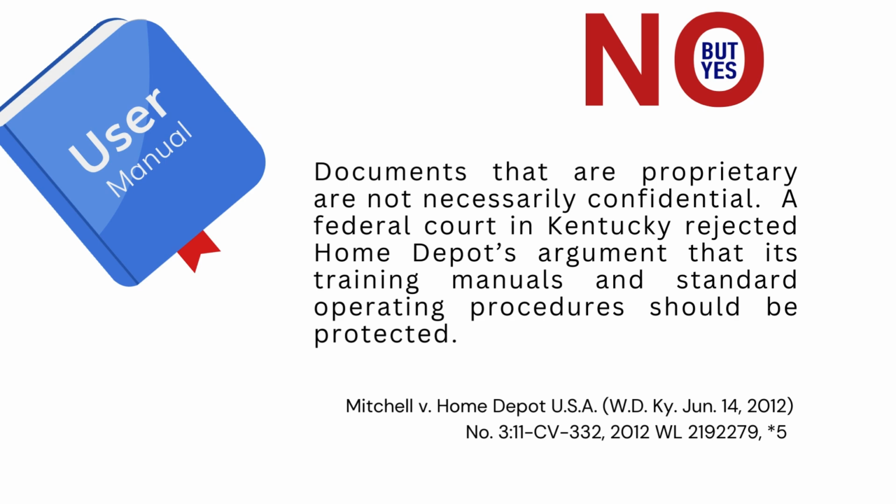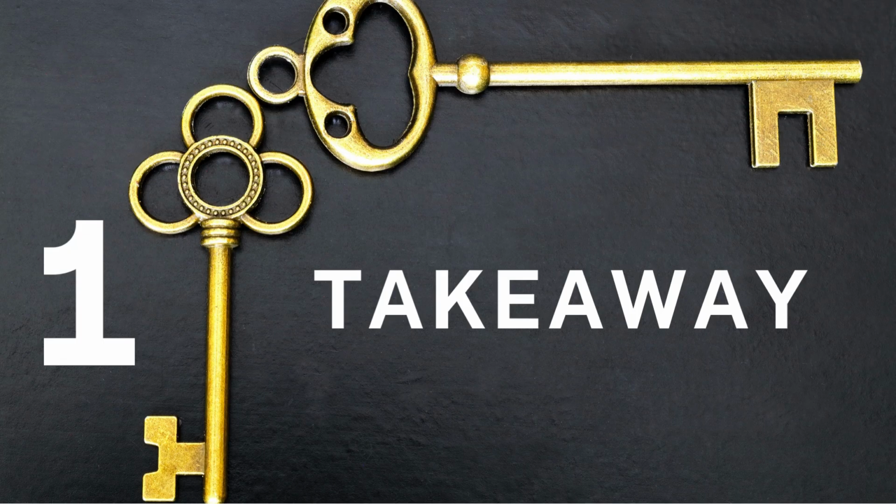A lot of times employers will designate manuals and operating procedures proprietary and confidential. And these items may be proprietary, but they are not necessarily confidential. A federal court in Kentucky, for example, rejected Home Depot's argument that its training manuals and standard operating procedures should be protected. You can find that at the case cited below. So there is one takeaway here.